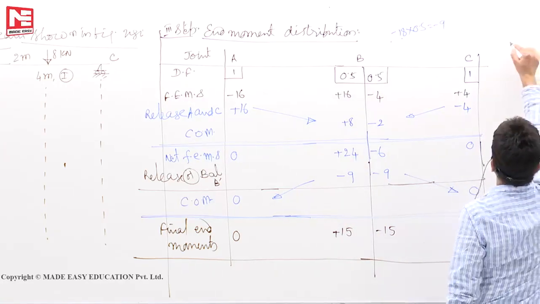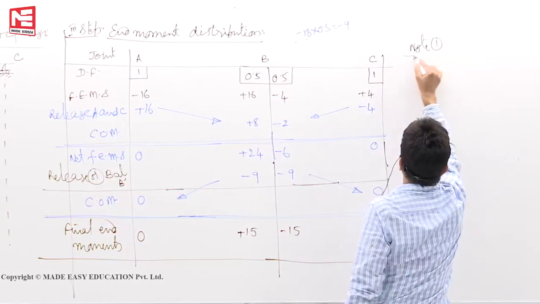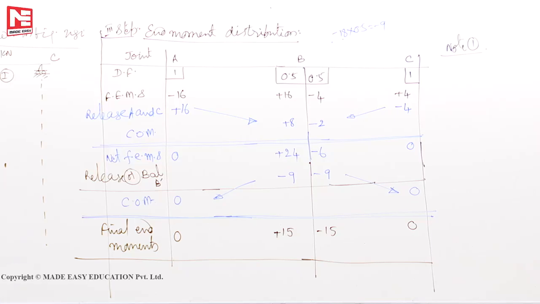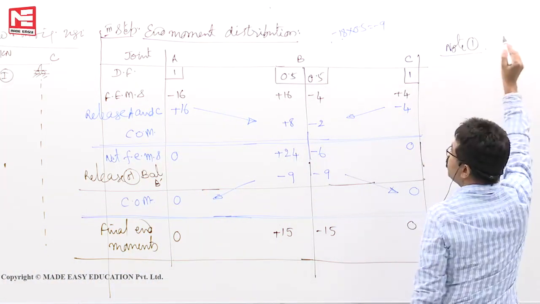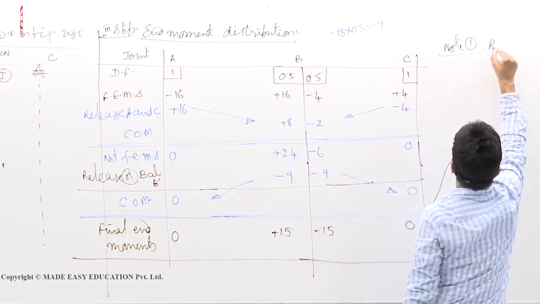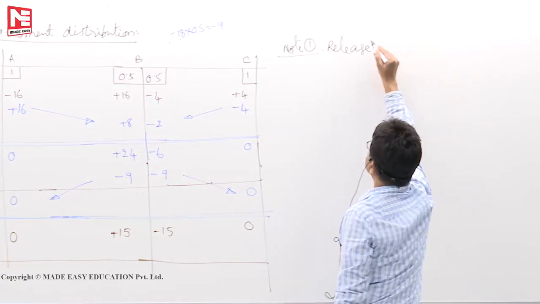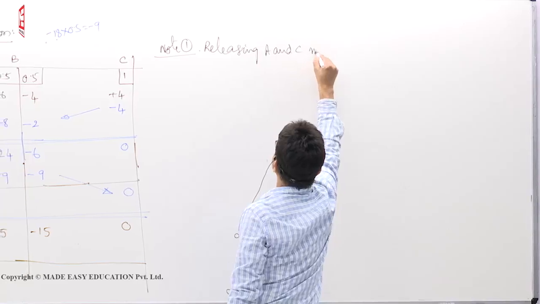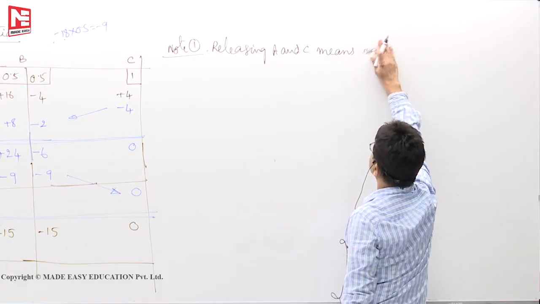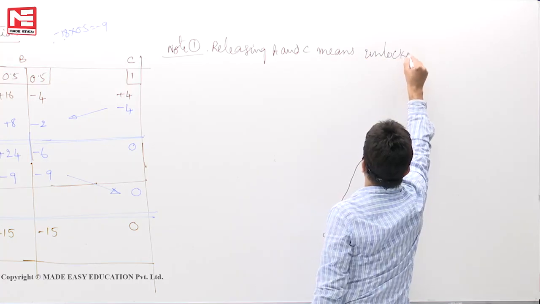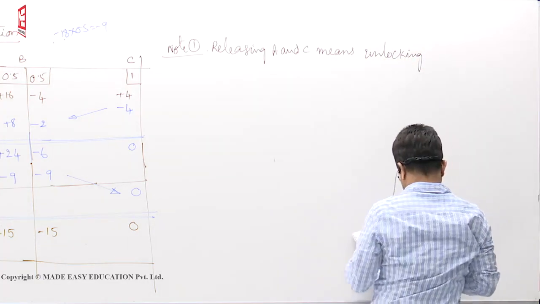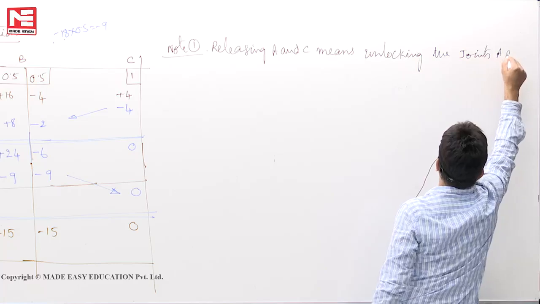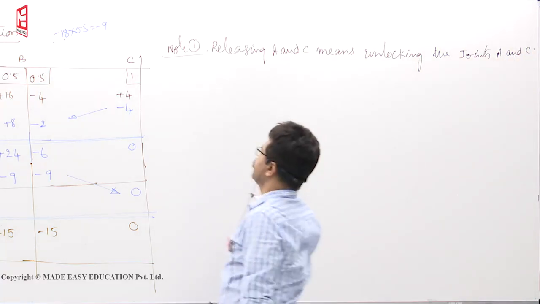Okay, this I'll write as the process we have done. First, releasing A and C means unlocking the joints A and C.